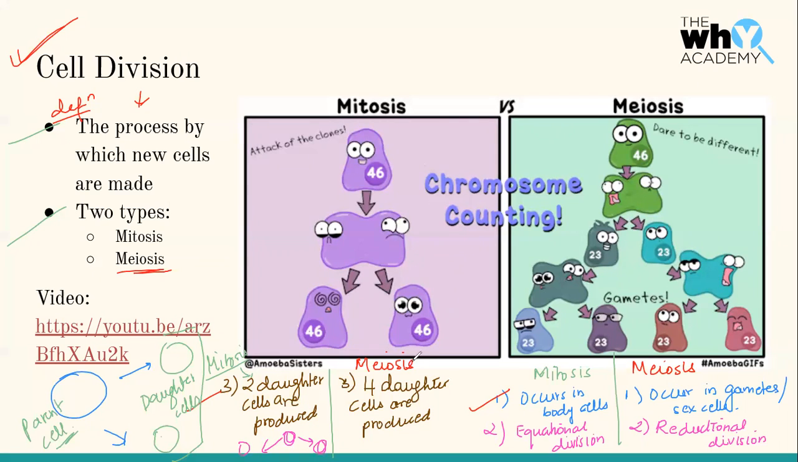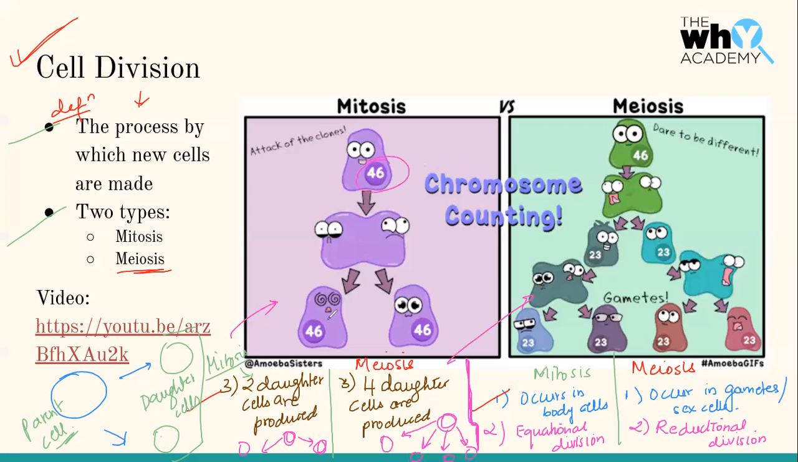Whereas in meiosis, if you see here, this is mitosis and this is meiosis happening. In meiosis, there's one parent cell which will eventually end up giving you 4 daughter cells. How it gives you 4 is not important right now, but you will get 4 daughter cells. That information is important.